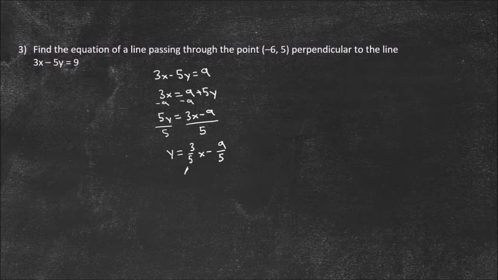So the slope of our original is 3/5, and so the slope of our perpendicular, what do I need to multiply 3/5 by to get to -1? I can also do the swap thing, so 5/3, switching numerator and denominator, changing the sign, we get -5/3. So that is our slope of the new line. So right now we're at y equals -5/3 x plus b.